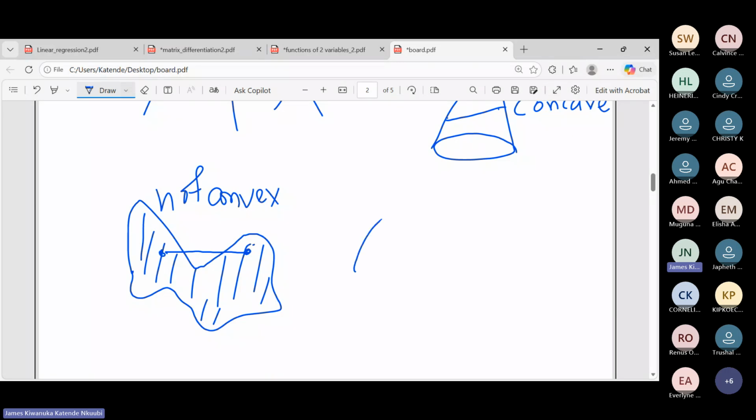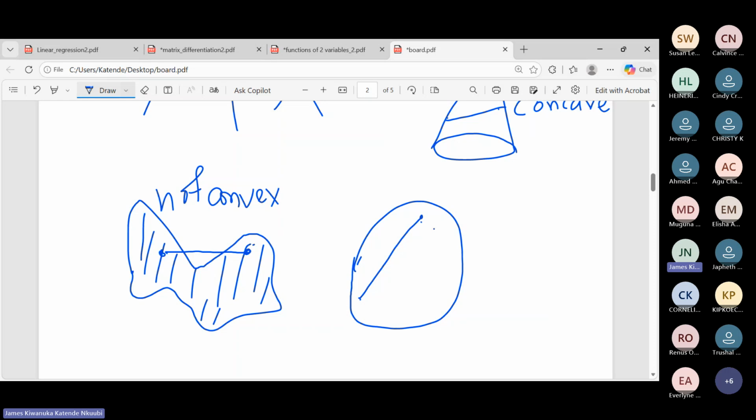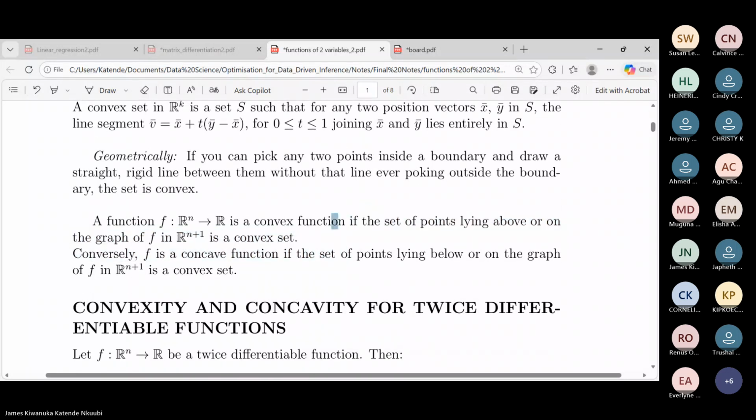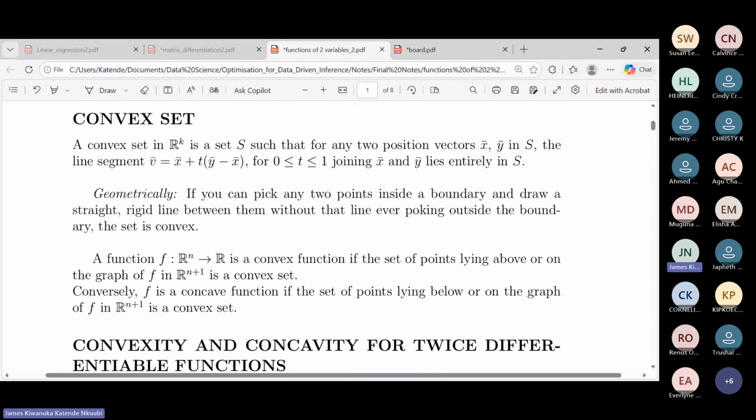But if I have something like this, it probably doesn't matter what I do. Any 2 points I pick inside and join them with a straight line, the straight line would be entirely inside the set. So that's the geometric interpretation of this statement. It can be proved algebraically as well. I am just avoiding the additional algebra. So in the first example, we're talking of a convex set.